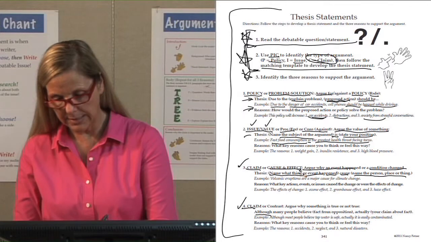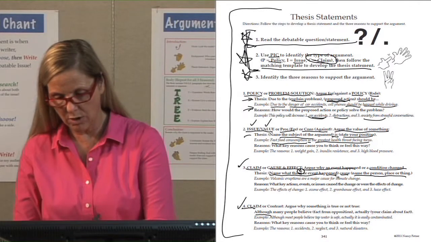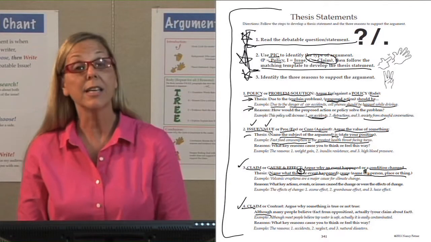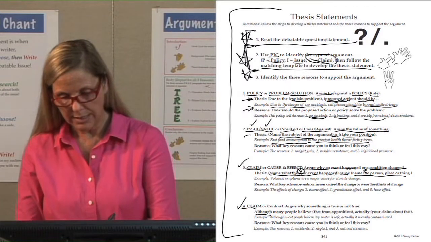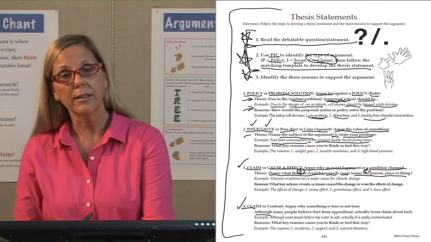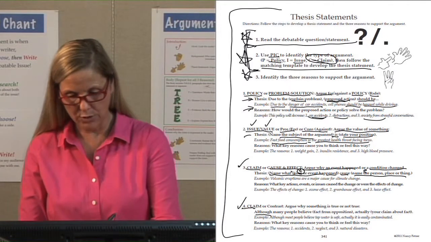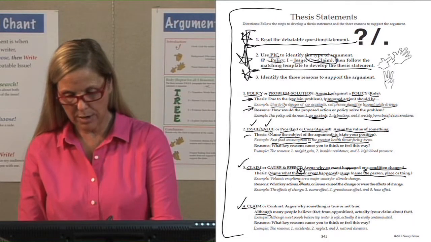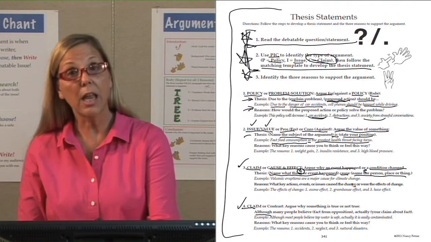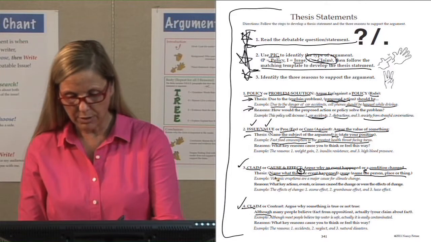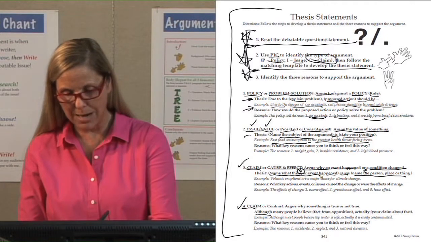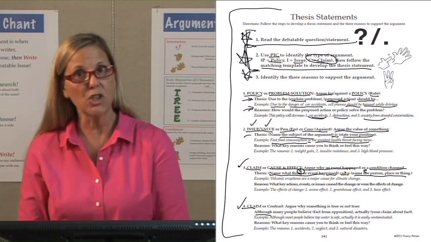This is our cause. Our first part of our frame is our cause. And then the second part is the effect. And we're going to state the cause, and then we're going to state the effect. And we're going to use the word cause in the middle. So let's see what we mean by that. Here's our cause, volcanic eruptions. Here's the effect, climate change. So let's put it together. Volcanic eruptions are a major cause for climate change.